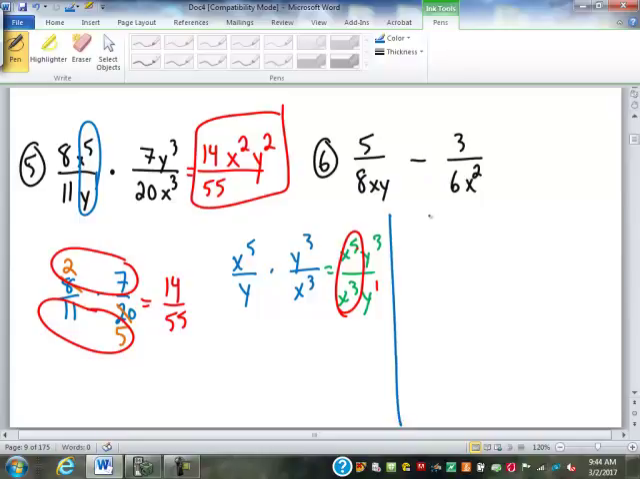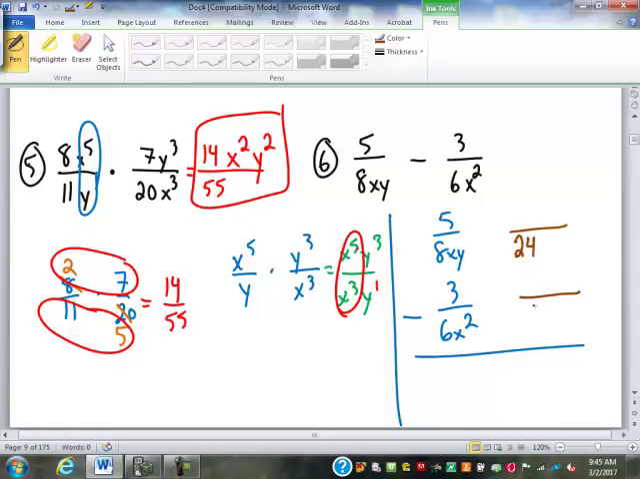Okay, for number 6. We are subtracting, which means we must have a common denominator. So let's do this in 2 parts. For the numbers 8 and 6, what would the common denominator be? 24. So we know the number is going to be 24. Then we take each variable. So we've got an x. What is the largest power on x? x squared. So it has to have x squared in our common denominator. How about for y? Just y. There's no y here at all, so the highest power is just y.